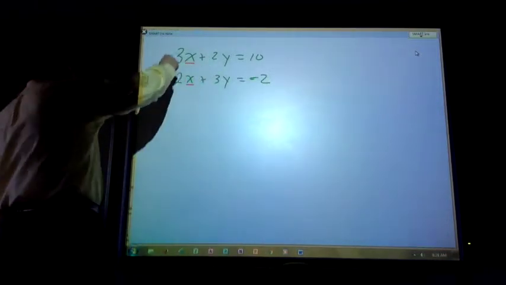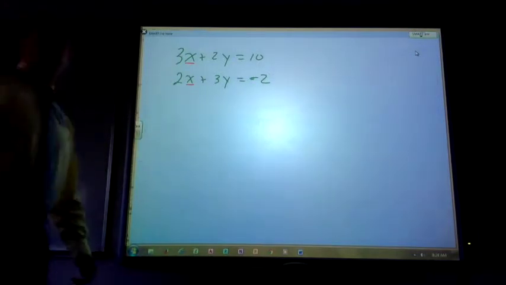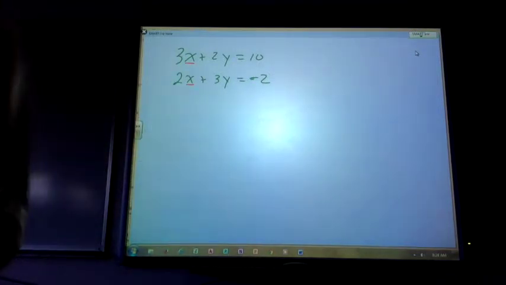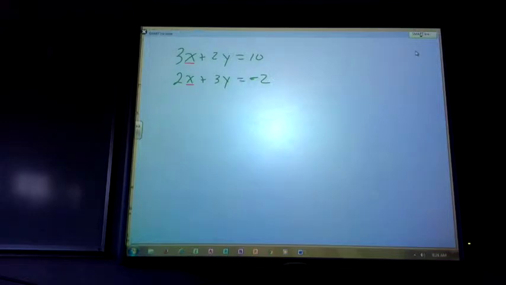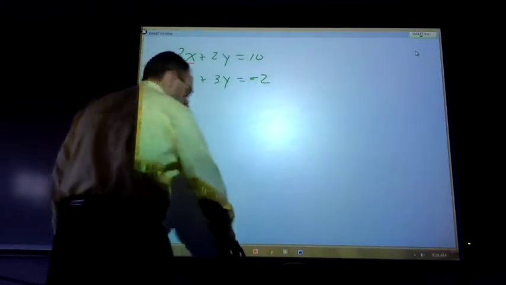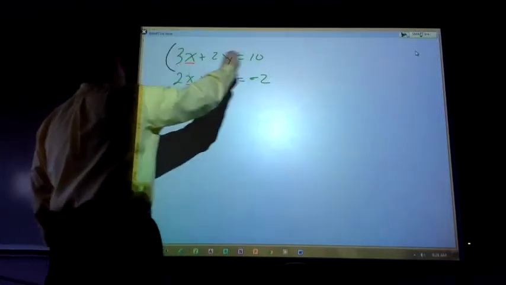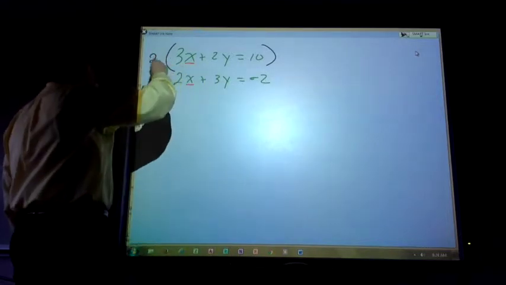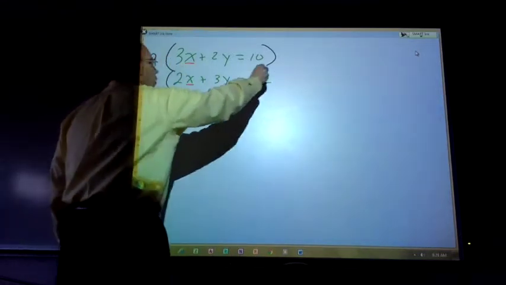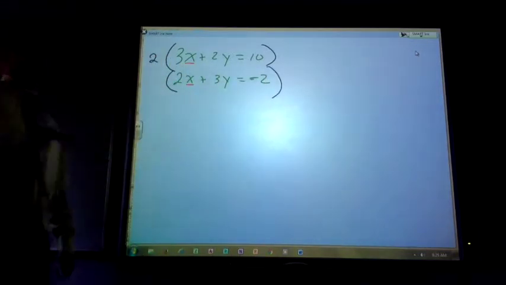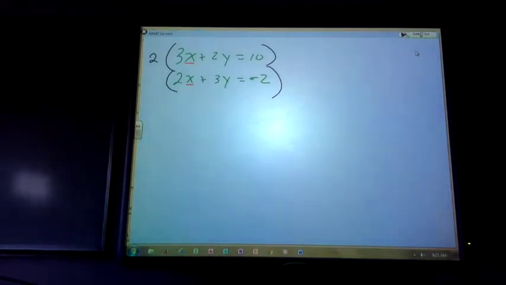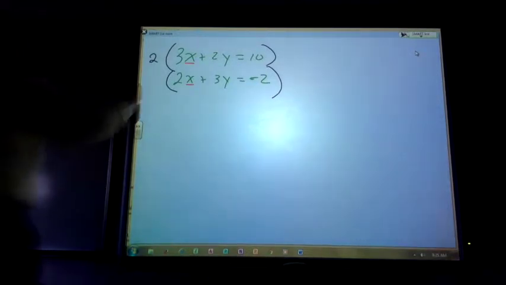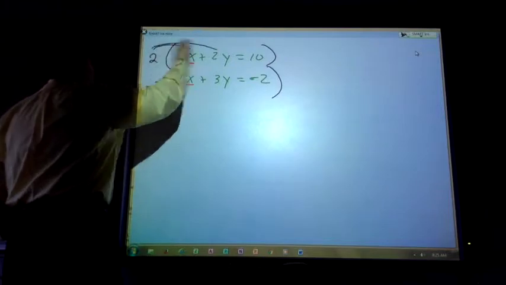So what's the smallest number that both 3 and 2 have in common? 6. Okay, and I want one of them to be an opposite value. So if I multiply the whole top equation by 2, that would give me 6x. What would I have to multiply the whole bottom equation by in order to have a negative down there? -3. Okay, so this is going to distribute here.